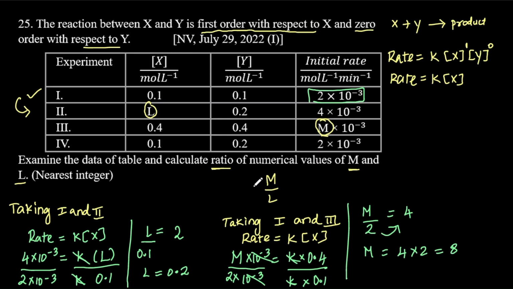So the ratio of M by L. So ratio of M by L is 8 divided by 0.2, which is equal to 80 divided by 2, which is equal to 40. So the ratio of M by L is 40.